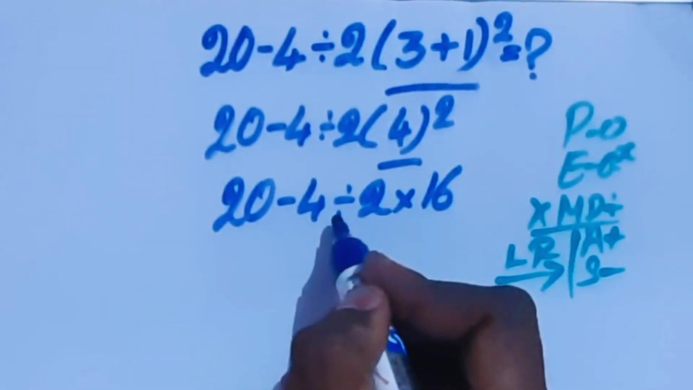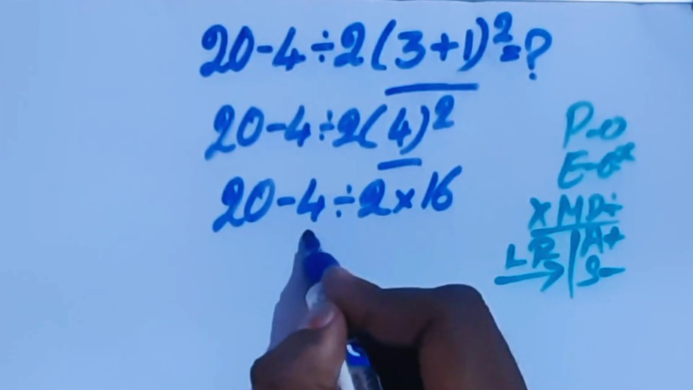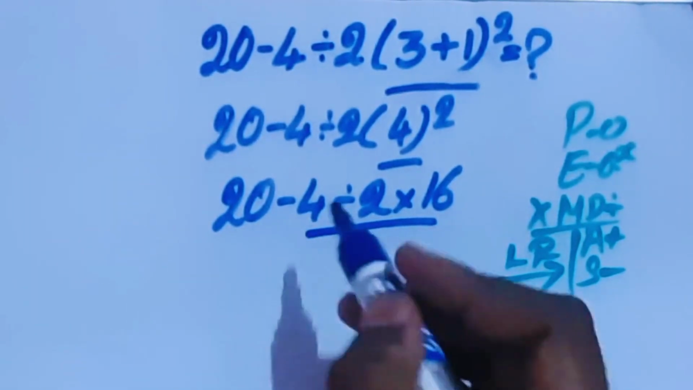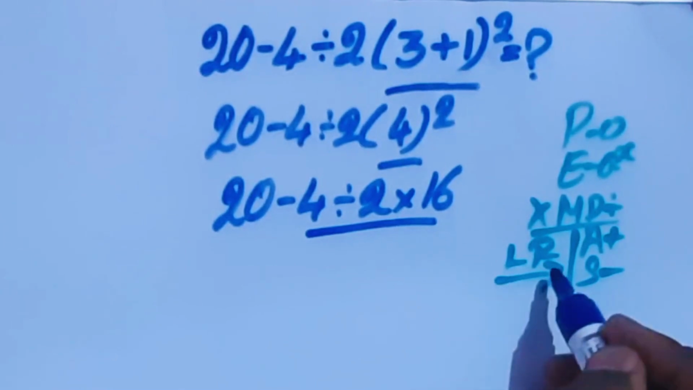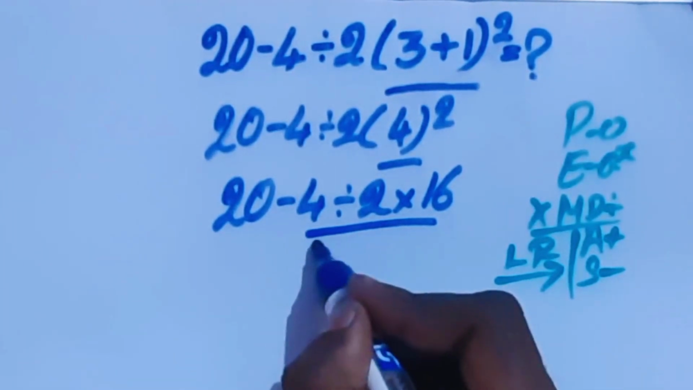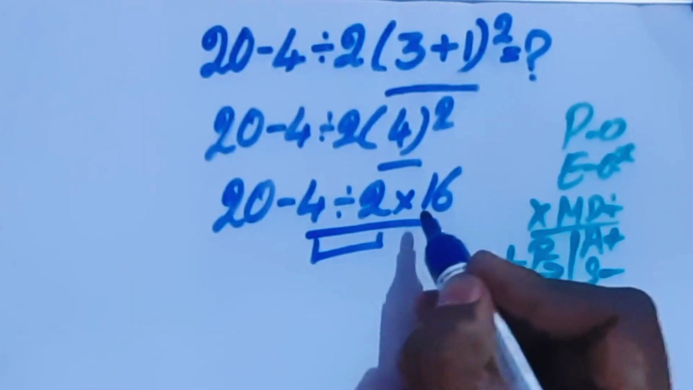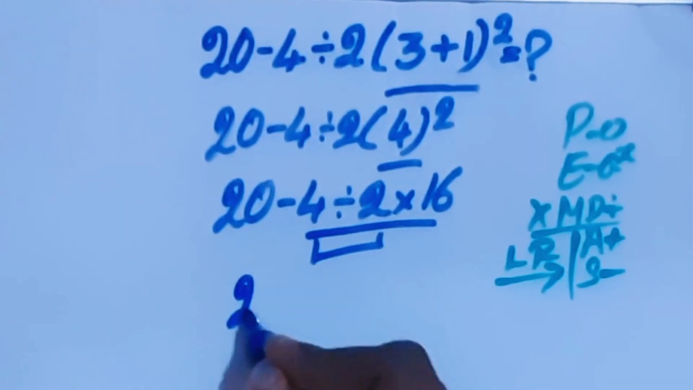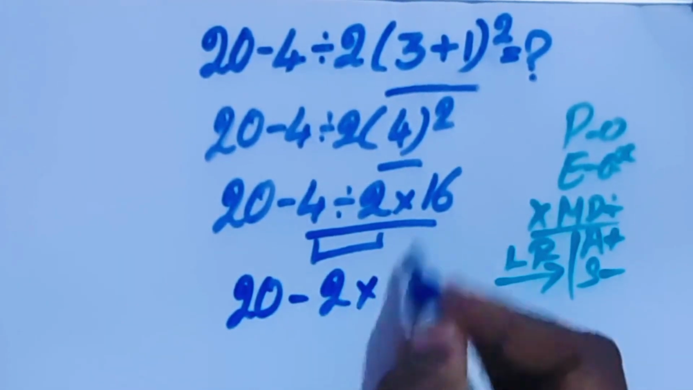Here we have subtraction, division and multiplication. The next priority is multiplication and division. So we have to do this division and multiplication before this subtraction. Here multiplication and division are equal priority. For this equal priority, we have introduced the left to right rule. Here left to right is 4 divided by 2. We have to do this 4 divided by 2 before the multiplication and subtraction. Here 20 minus, here 4 divided by 2 is 2, times 16.